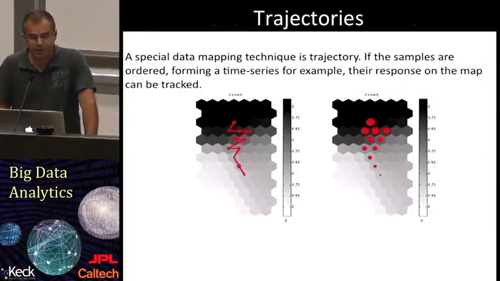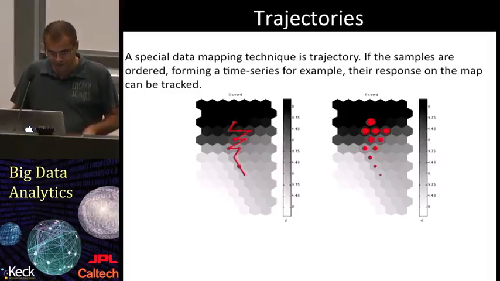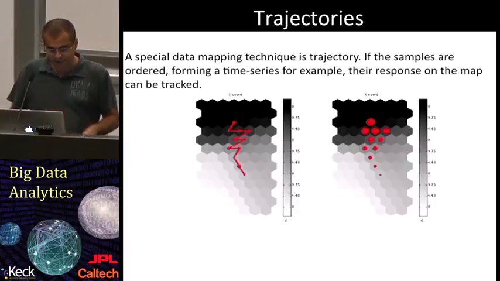Now, another data mapping technique that you can apply using the self-organizing map uses trajectories. In few words, if our samples are ordered, for example, forming a time series, their response on the map can be tracked at different times. And so we can visually see how a data point goes from one cluster to another where some parameters change or evolve.